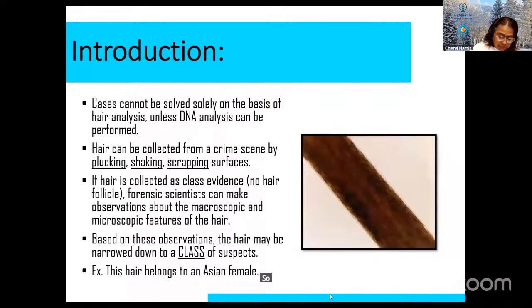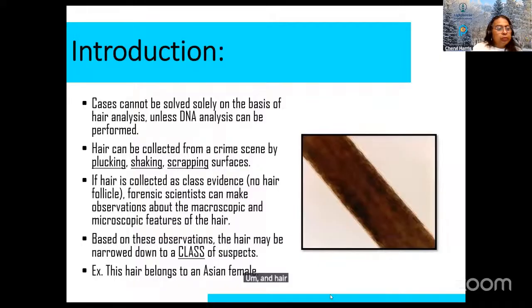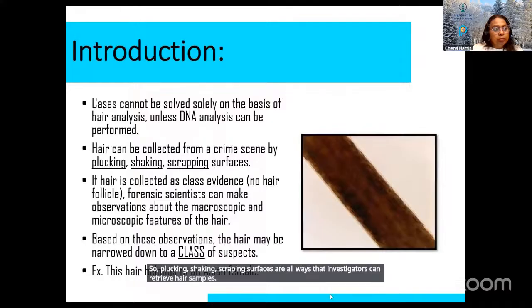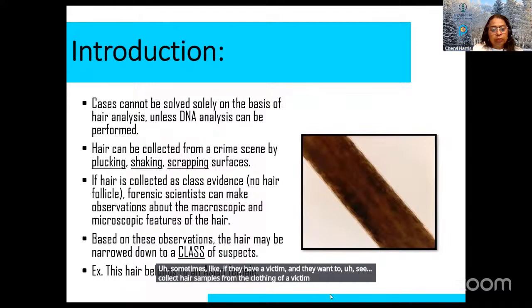So cases can't solely be solved on the basis of hair analysis unless DNA analysis can be performed and it can be linked to one individual person. And hair can be collected from crime scenes a couple different ways. Plucking, shaking, scraping surfaces are all ways that investigators can retrieve hair samples. Also, adhesives. Sometimes, if they have a victim and they want to collect hair samples from the clothing of a victim, they might use adhesives.